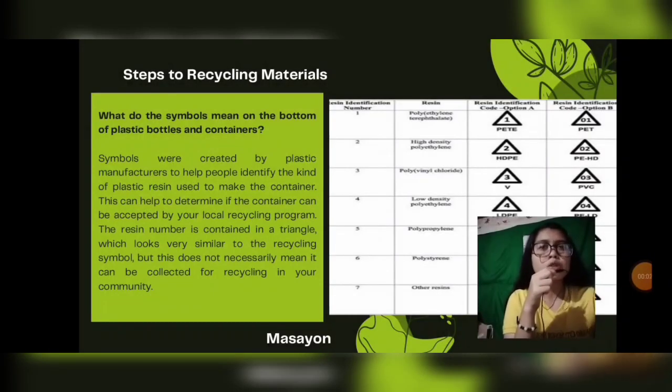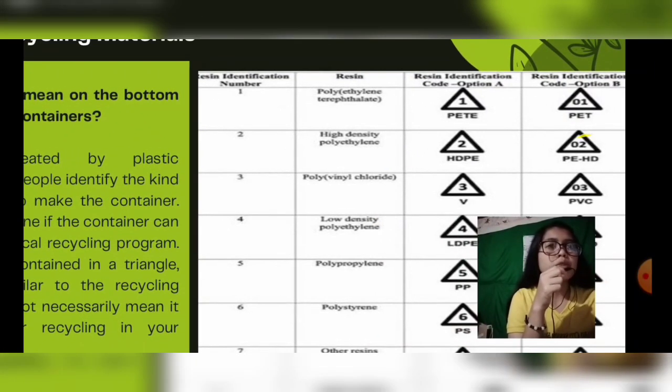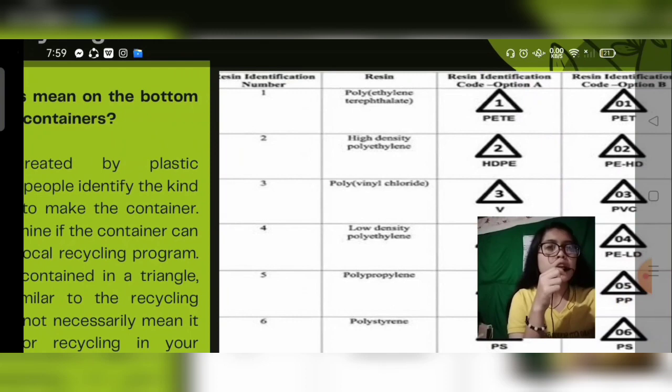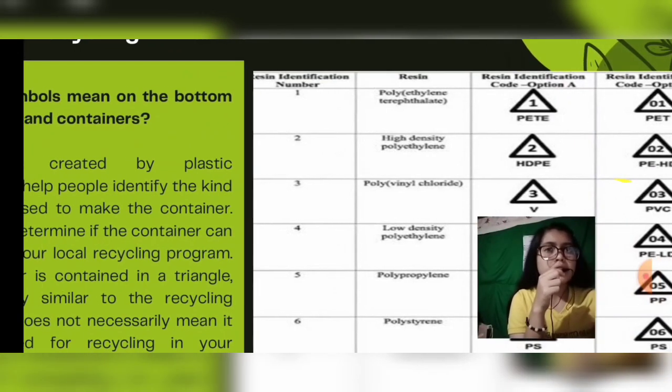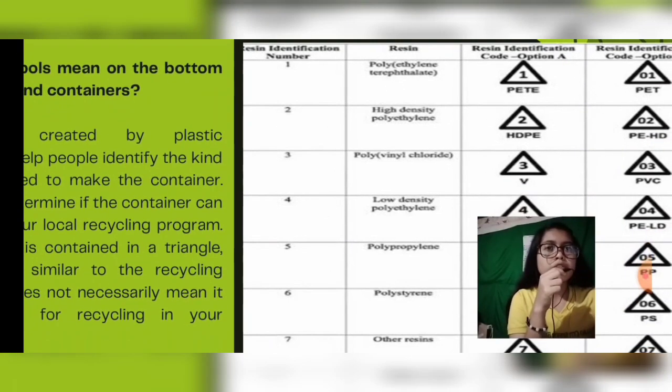Since we're talking about different symbols on plastic bottles, here are the 7 plastic resin codes. We have the resin identification number, resin identification code option A, and resin identification code option B. For identification number 1, we have polyethylene terephthalate. Its symbol is a triangle with number 1 in the middle. Second, we have high density polyethylene, with number 2 in the middle of the triangle. We have number 3, the polyvinyl chloride.